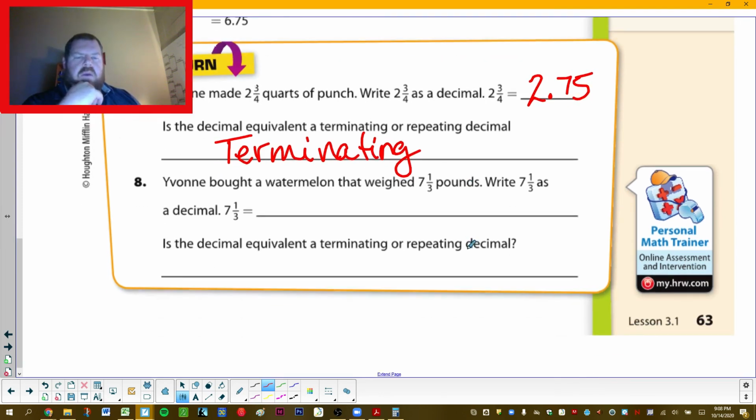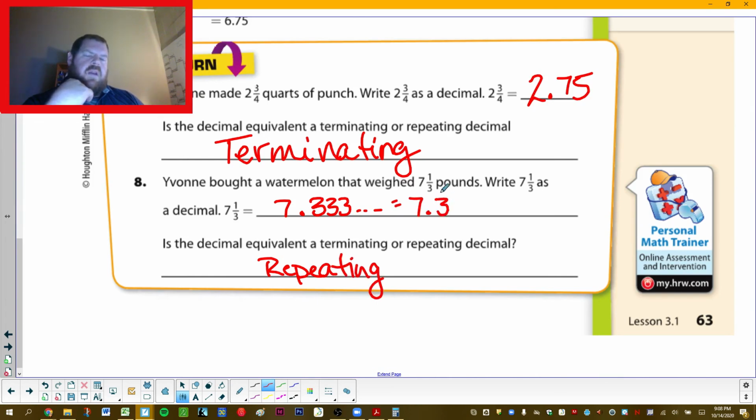Yvonne bought a watermelon that weighed 7 1/3 pounds. Write 7 1/3 as a decimal. Well, 1/3, as we found out up top, was 0.333... 0.333 plus 7 is just going to be 7.3333. That one is a repeating decimal. We could have written that as 7.3 repeated, and it would have been just fine. Okay? All right, so that'll be it for today.